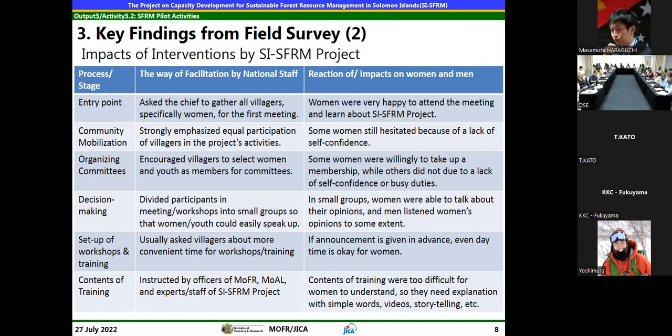For trainings, we get the experts, and those experts are already aware of the different literacy levels in the community, among the women and the youth as well. So we can make sure the background of the participants is considered, because contents for training can be difficult to understand. So we use videos every time, we show videos, and we go with simple words and also storytelling.